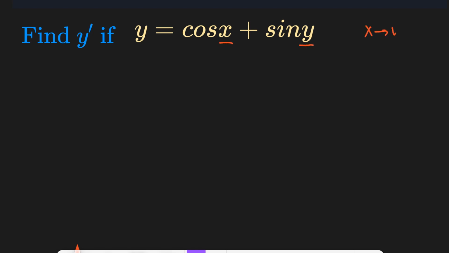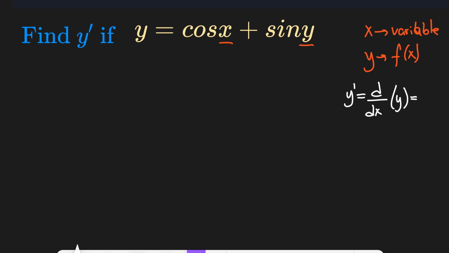Another thing I want to mention is x is a variable here and y is a function of x, even though we cannot isolate y. So when we are taking the derivative of y, we differentiate the function y with respect to x. So dy over dx is another notation for the derivative of y. Let's look at our question now.